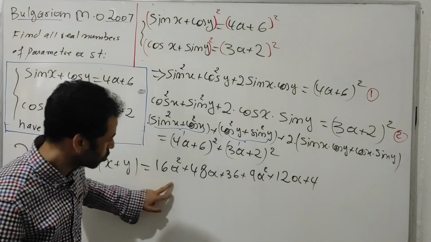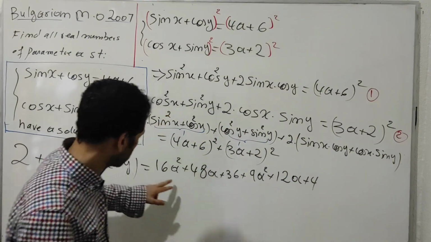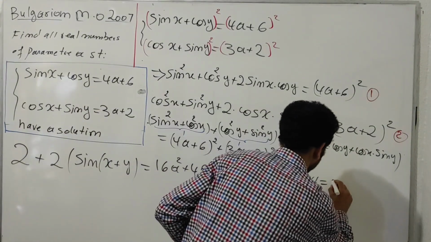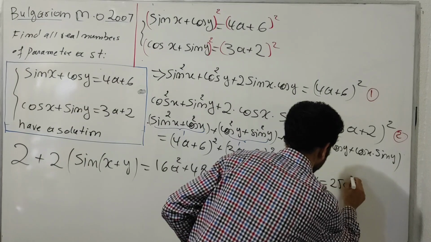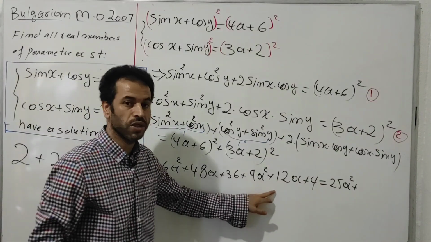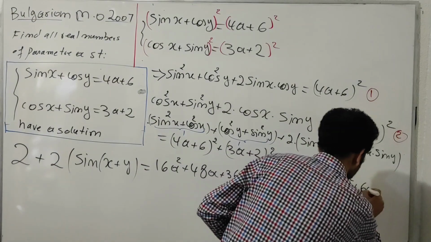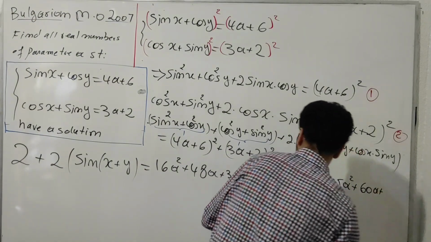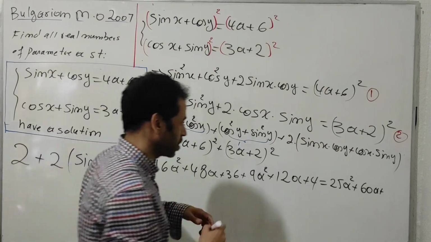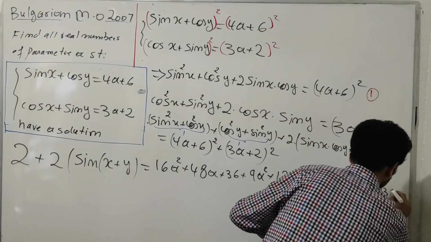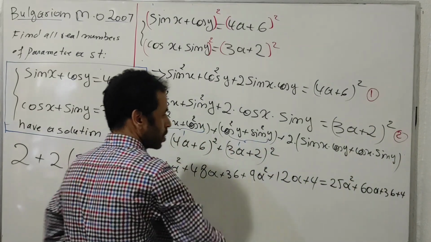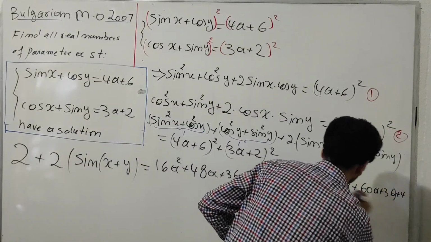Now I'm going to reduce this to the smallest expression. We'll have 16a squared plus 9a squared, which is 25a squared. The second term, 48 plus 12, is 60a. Plus, I'm going to leave 36 as it is, plus this number 4. I'm going to tell you in a second why I'm leaving this one.